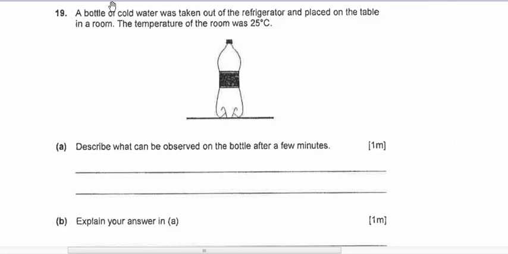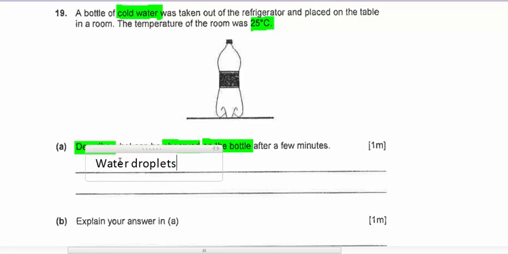Question 19, bottle of cold water. Take note, this is cold water, taken out of the refrigerator and placed on the table in a room. The temperature of the room was 25 degrees Celsius. You're supposed to describe what can be observed on the bottle after a few minutes. Essentially, you should know that with this cold bottle, the water vapor in the air, because it's warmer, will start to lose heat and it will condense. So what I will observe is basically water droplets.